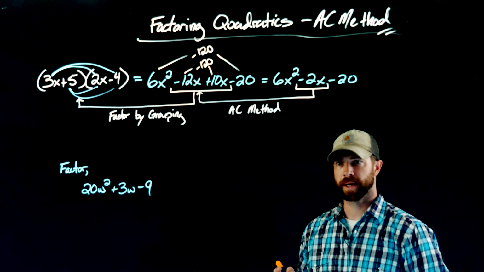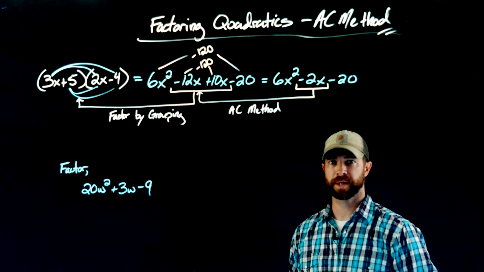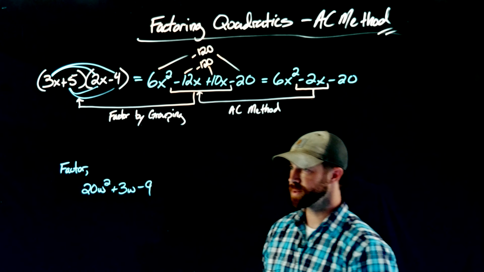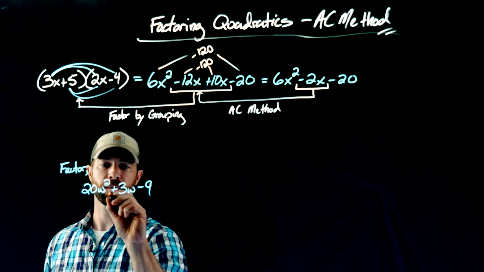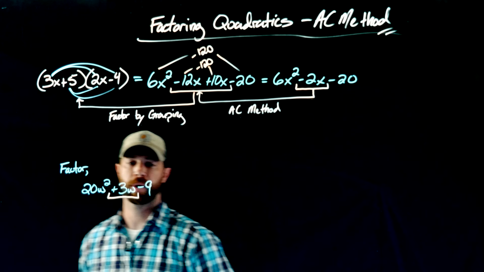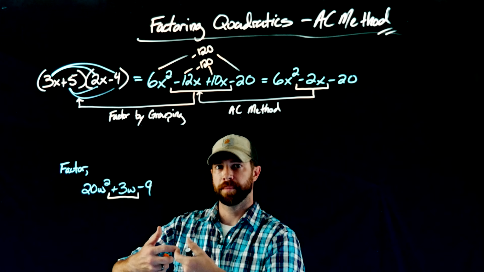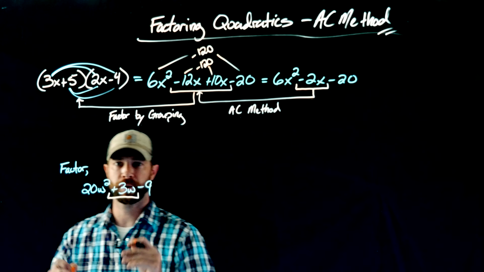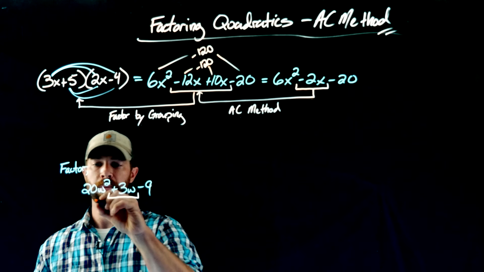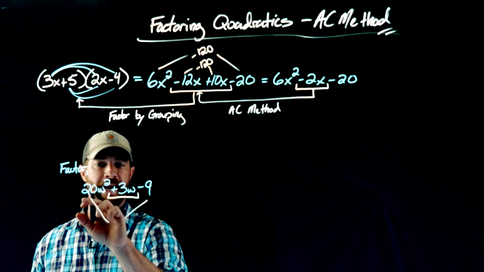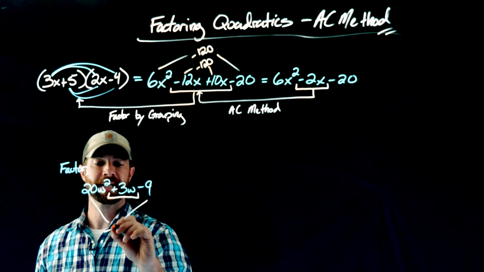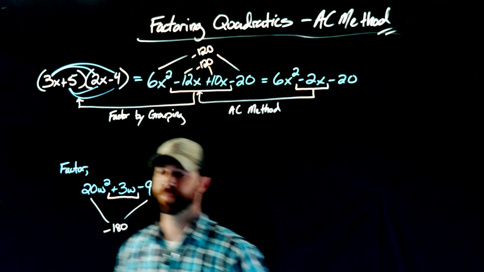Okay, we have a quadratic here, 20w squared plus 3w minus 9. What we're going to do, as advertised, is find a way to split this term up right here into two separate terms that are equivalent to 3w, but have the special property that those two coefficients multiply to be the same thing that A and C multiply to be. In this case, it's negative 180.